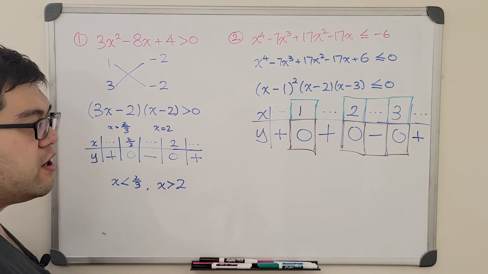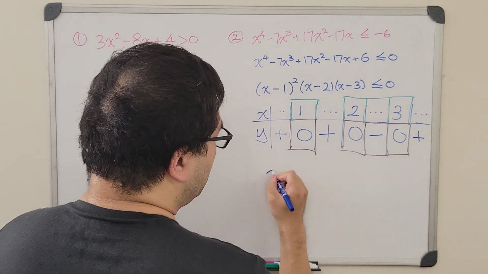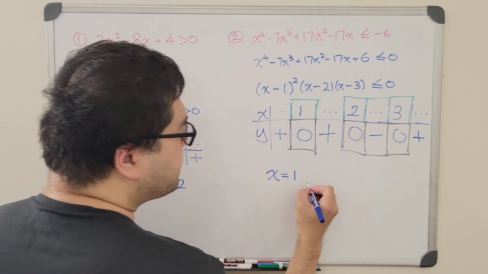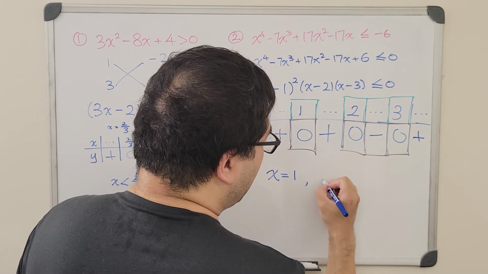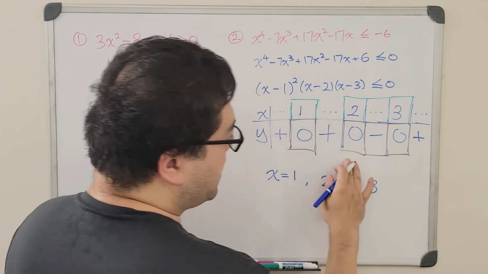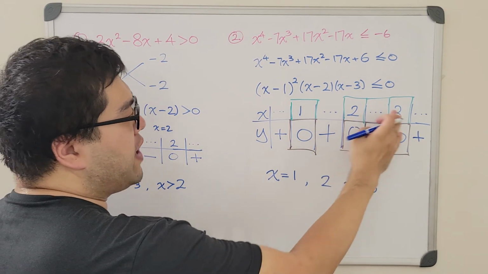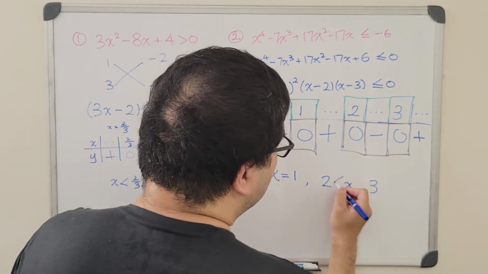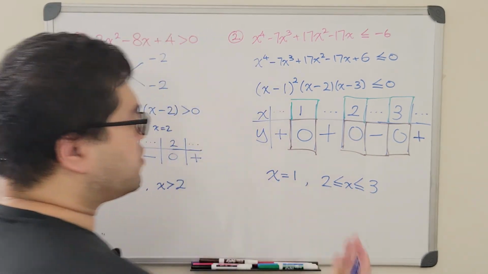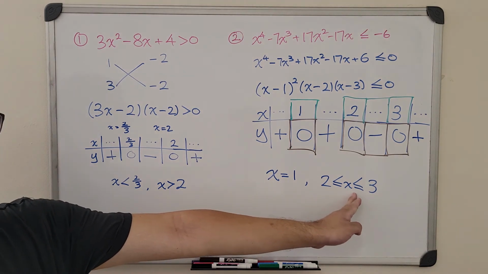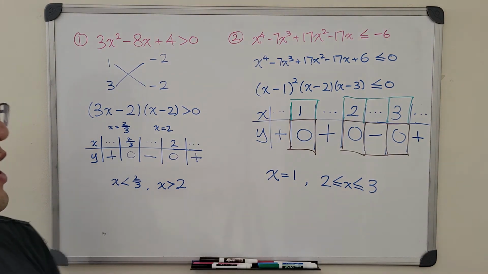So now we can give our conclusion. We can conclude that x is either equal to 1, or x is between 2 and 3, and this time we would like to include both endpoints because those are also part of the solutions. So we end up with x is equal to 1, or 2 is less than or equal to x, which is less than or equal to 3. That's it.